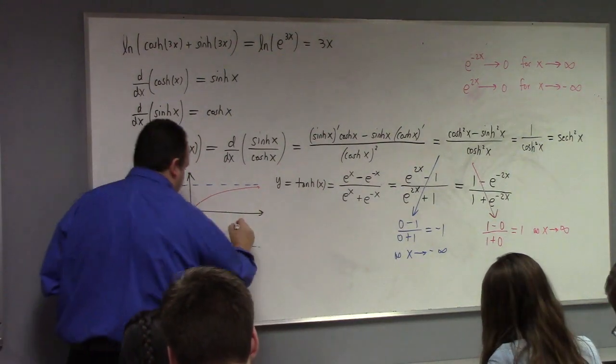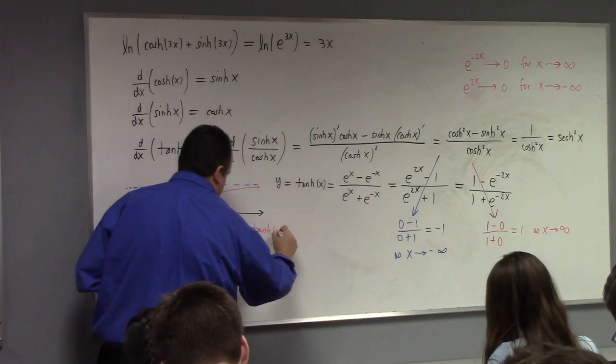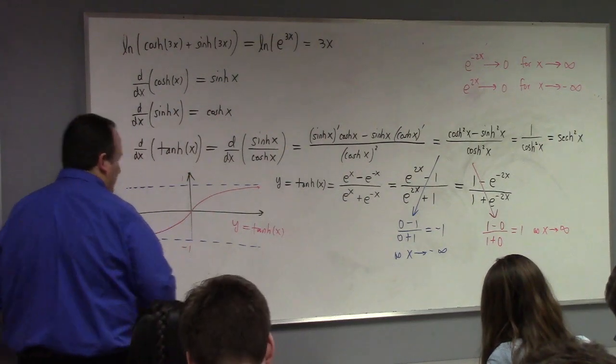There you go. That's y equals tanh of x. Its range is minus 1 to 1, not inclusive.